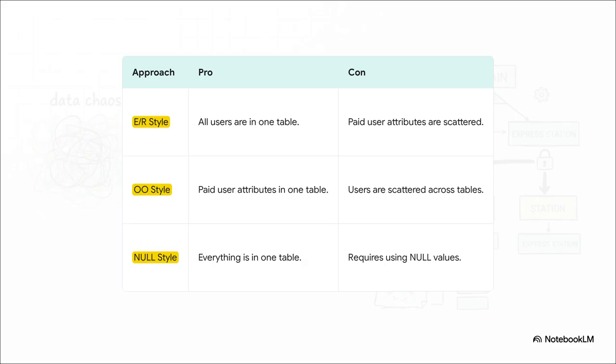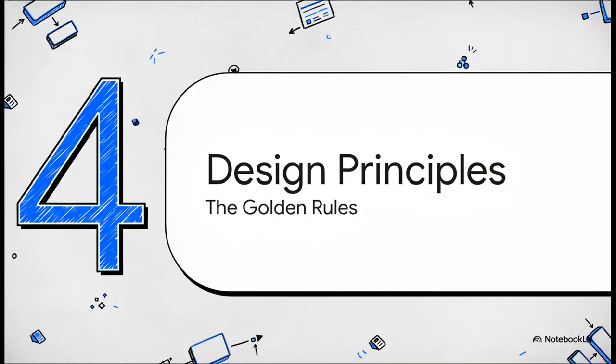Second is the object-oriented style. You create a totally separate table for local trains and another one for express trains. This keeps all the info for one type of train together, but now your master list of all trains is split apart. And finally, you've got the null style. You just cram everything into one giant trains table and use null, which just means no value, for the express-only fields on all the local trains. It's simple, but it can get pretty messy. And here's the thing, there's no single perfect answer. It's all about trade-offs.